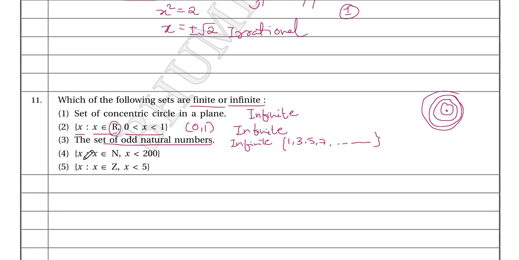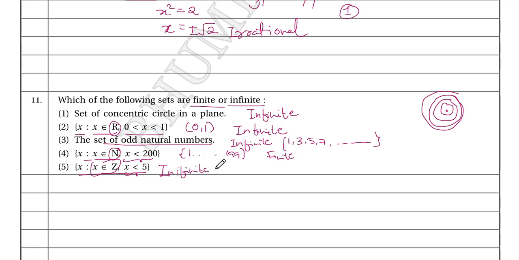Then next, x such that x belongs to N, natural numbers, x less than 200. So natural numbers but less than 200. Less than 200 means 1 up to 199. So this is a finite set. And the last one, x belongs to integers and x less than 5. So this is an infinite set. Why?